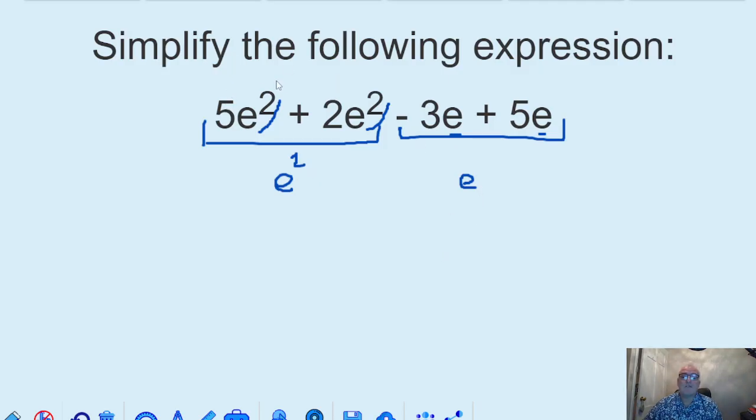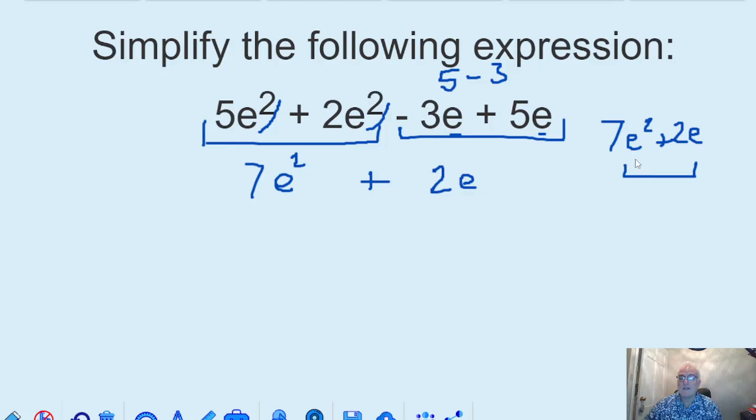So I've got 5 add 2 gives me 7. So again, I'm just adding the coefficients, the numbers in front. Okay, and this time I've got negative 3 and a 5. If I put that the other way around, I put 5 take away 3. All I've done is swapped them the other way around because it's easier to take a number away from a positive. So 5 take away 3 gives me 2. And remember that's a positive, so I've got 7E squared plus 2 lots of E.